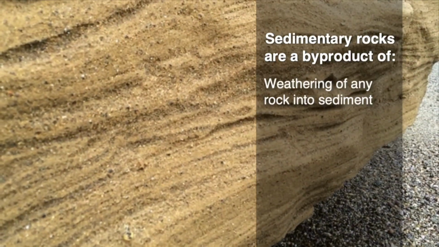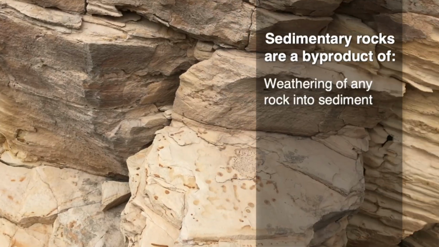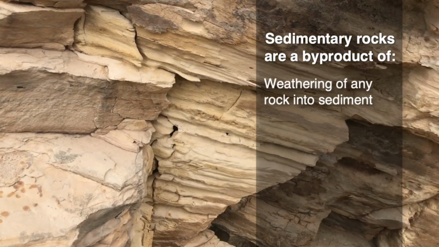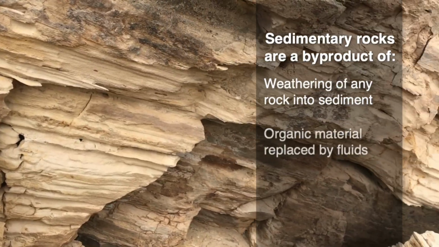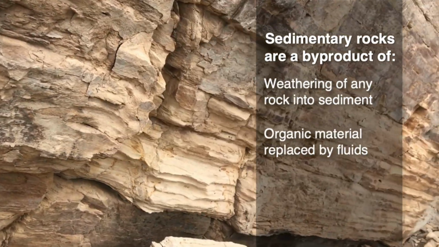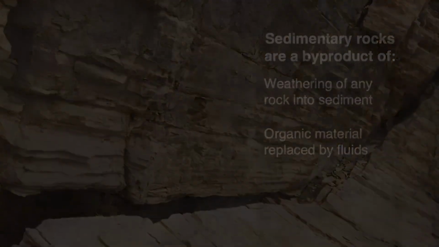Now, we saw how weathering is involved in a couple of different processes. This is the degradation or the alteration of any rock into sediment. This is part of the rock cycle. This could be organic material also that is replaced by fluids. So either one of these things contribute to sedimentary rocks.